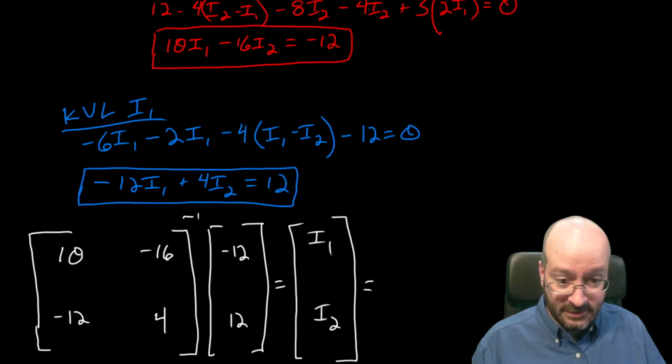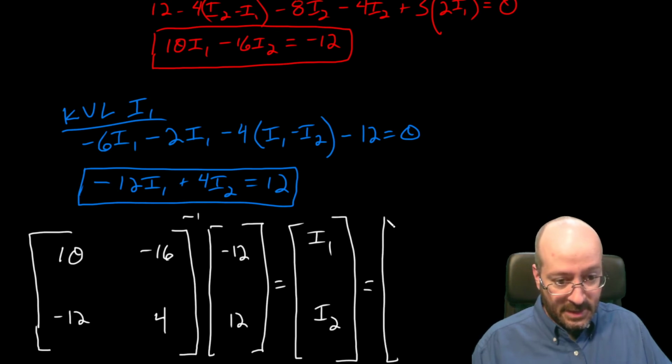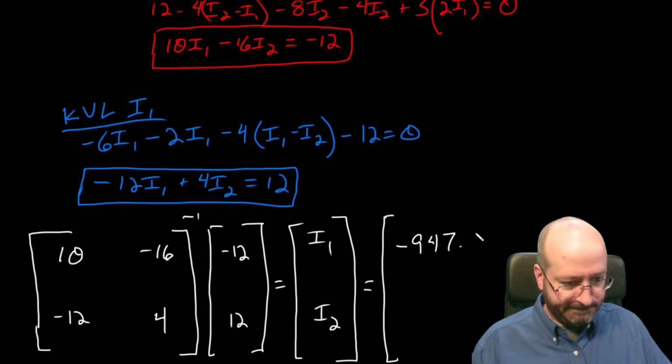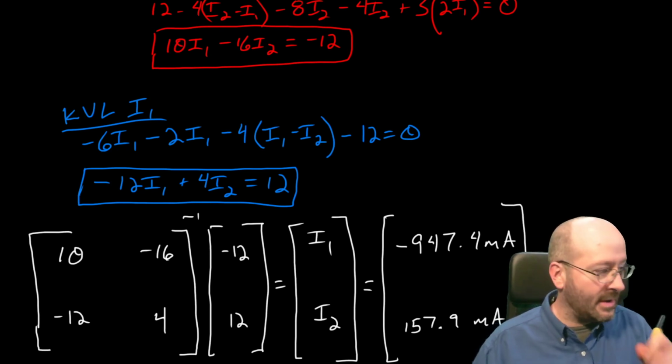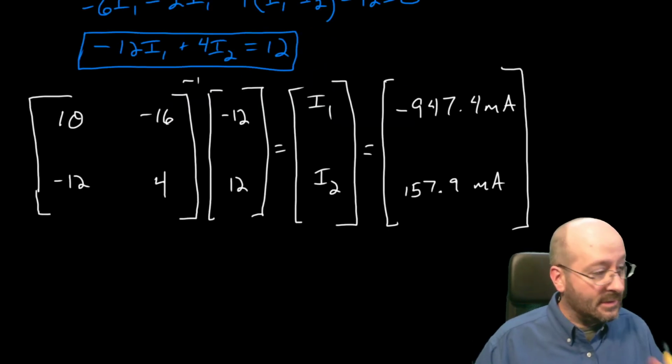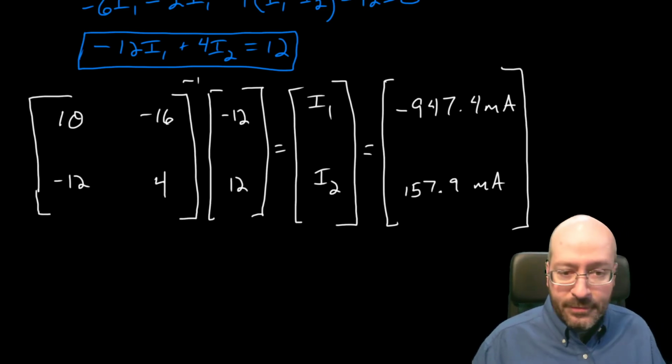10, negative 16, negative 12, negative 12, 4, 12. And from that, I get I1 is equal to negative 947.4 milliamps and I2 is 157.9 milliamps. So hopefully you got the same thing there out of your calculator, and you're getting a little confidence using your calculator. Okay, but we're finding V out.